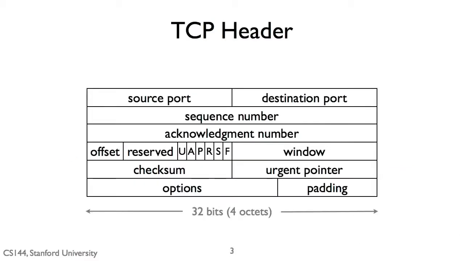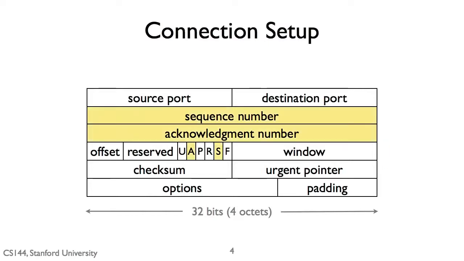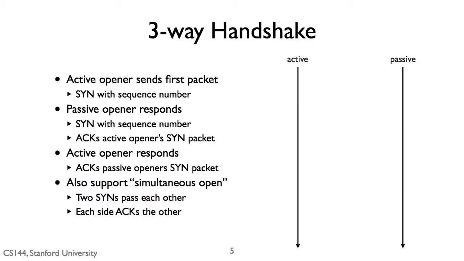So here's the standard TCP header with its standard 20-byte payload and then options. For connection setup, as we've seen before, there are four parts of the header that are used: the sequence number, the acknowledgement number, the ACK bit, and the SYN bit. Here I'm going to walk through the three-way handshake in a little more detail, as to what happens in the packets that are exchanged.